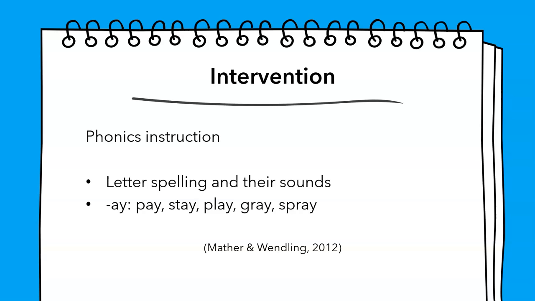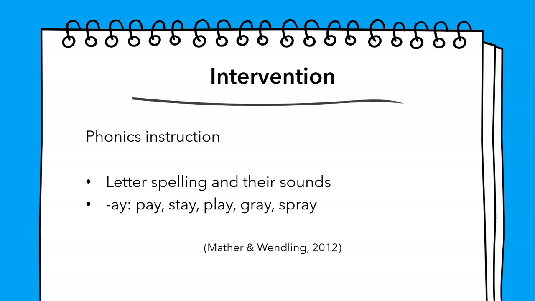We need to provide direct instruction in phonics and letter sound associations. Students should have systematic instruction in learning letter patterns and their sounds. An example of this is learning that the words that end in AY have the A sound, and then they would learn words that follow that pattern, such as pay, stay, play, gray, and spray.